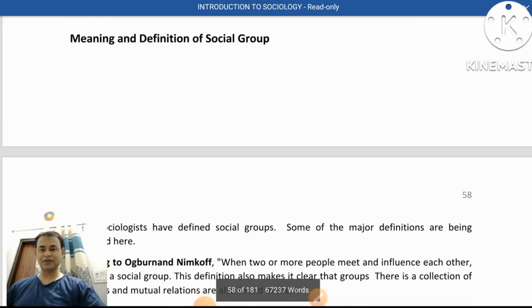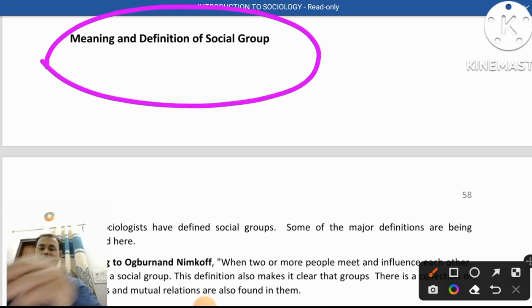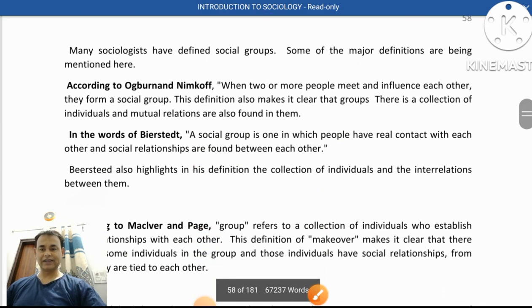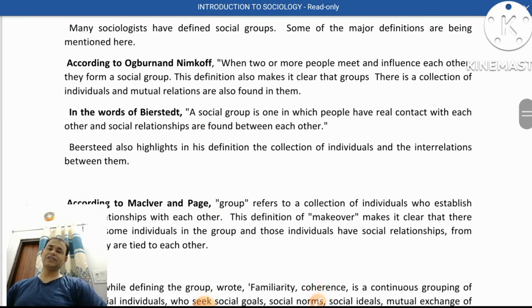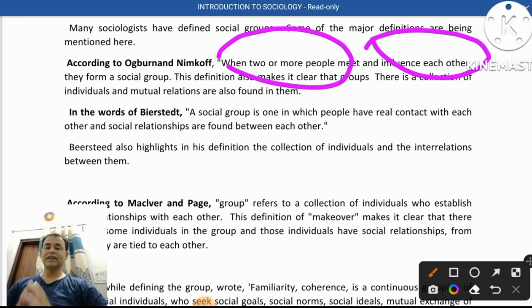First of all, the meaning and definition of social group according to many eminent scientists. Sociologists have defined social group. Some of the major definitions are mentioned. Eqbal and Nimkov: when two or more people meet and influence each other, they form a social group. Understand? This definition makes it clear that there is a group of individuals and mutual relationship is also found in the social group.